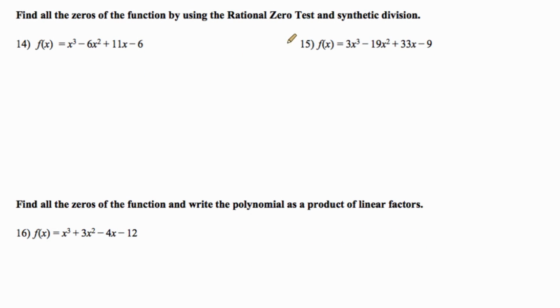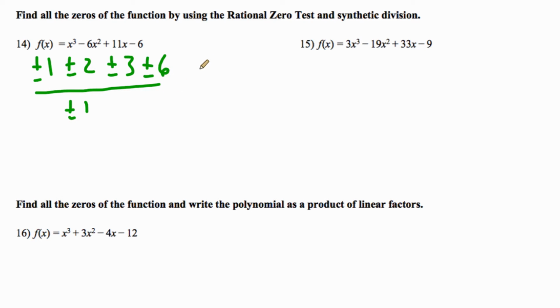For 14 and 15, again, we're going to use that rational zero test, but now, after we get the list of possible zeros, we want to do synthetic division to show which ones actually work. So looking at the 6 to find our p-values, we'd get plus or minus 1, plus or minus 2, plus or minus 3, and plus or minus 6. On bottom, we just get plus or minus 1. Now we're going to guess and check.